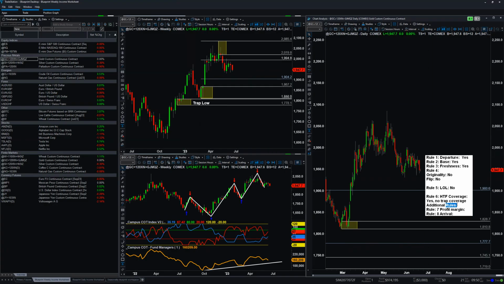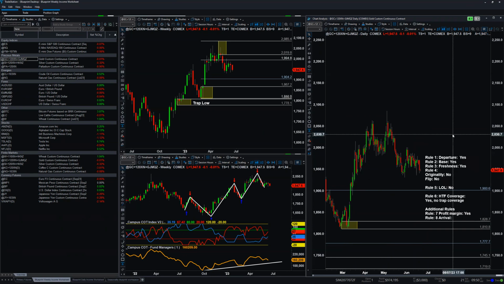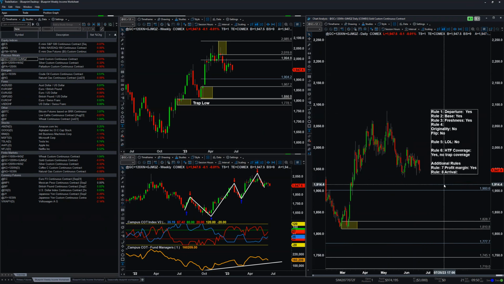Now, let's look at some additional rules here. Profit margin: how far has price traveled away from the zone, measured by preferred to distal? Well, 1 to 10 maybe, all the way up here. So that's solid. And arrival, I don't know yet because price is still very far away from that area. So we need to look at arrival a little bit later.